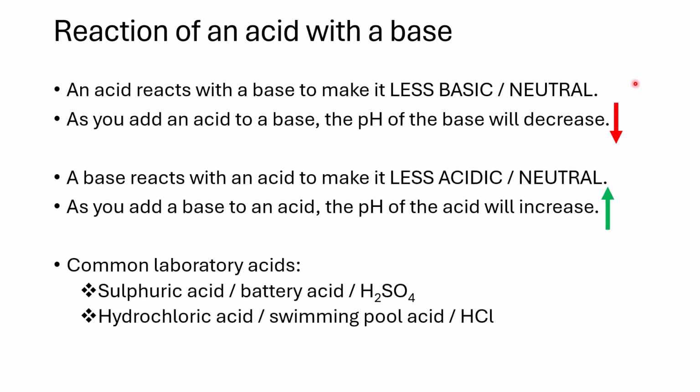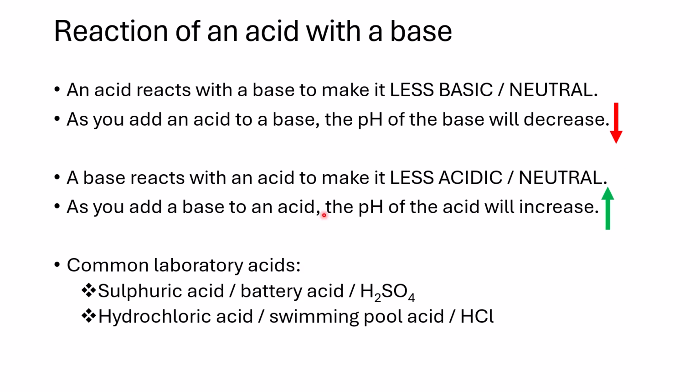So let's just summarize what we've seen so far. An acid reacts with a base to make it less basic or neutral. So an acid reacts with a base to make the base less basic, and if it's less basic, it's closer to being neutral, to a pH of 7. So if you add an acid to a base, the pH of the base will decrease, because bases have pHs above 7. If you add an acid to the base, then you will be decreasing the pH of the base.